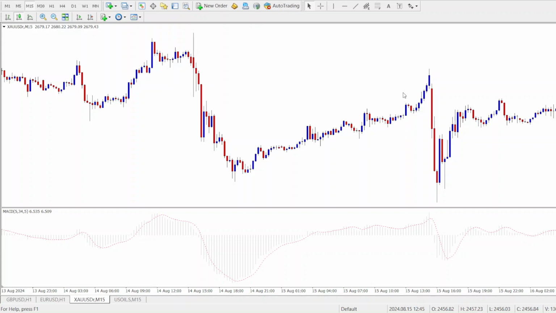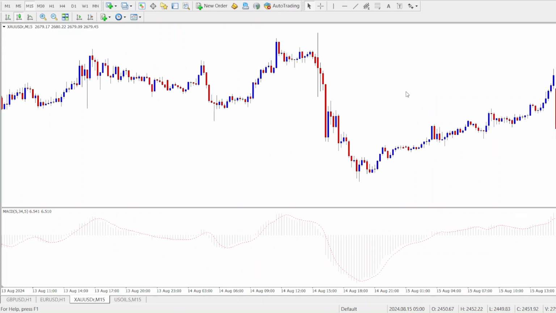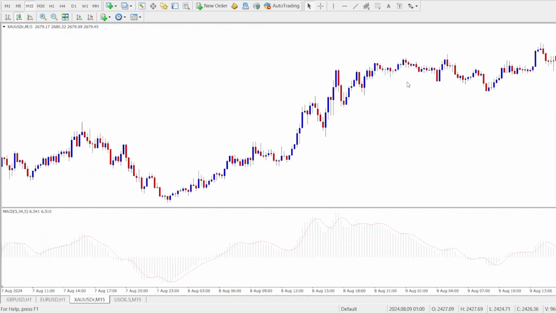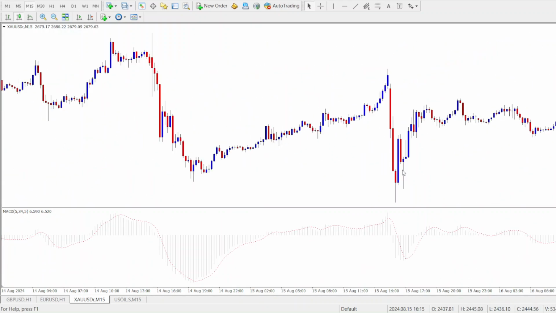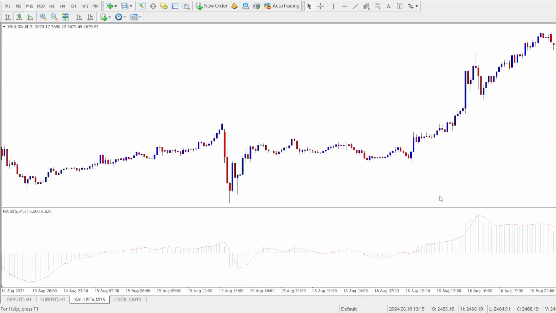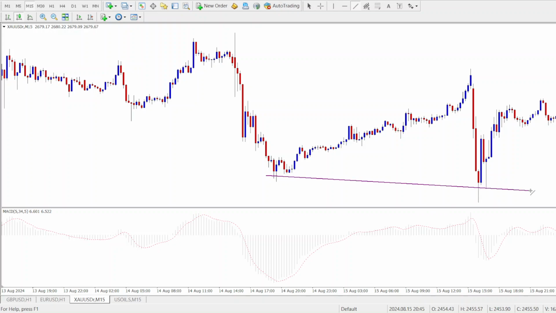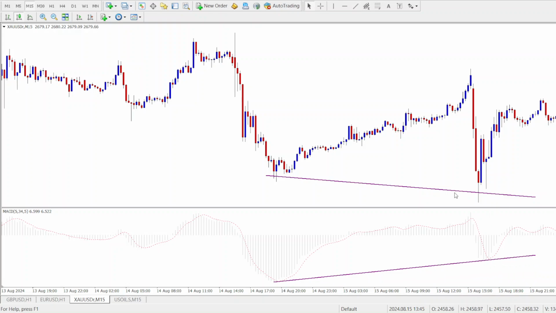A bullish regular divergence occurs when price makes a lower low and the MACD line makes a higher low. And we can see an example here. Price was making a lower low, the MACD made a higher low. That's called a bullish regular divergence. This signals that selling pressure is weakening, and a potential bullish reversal could occur.